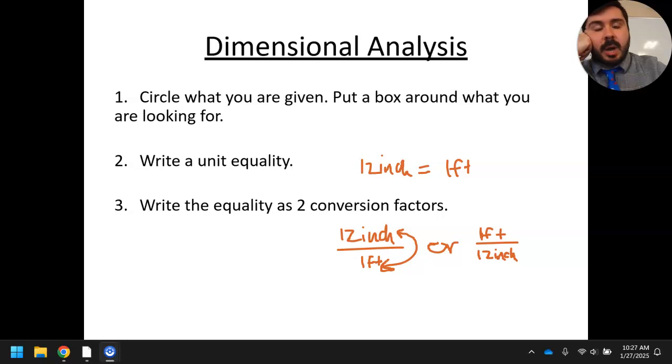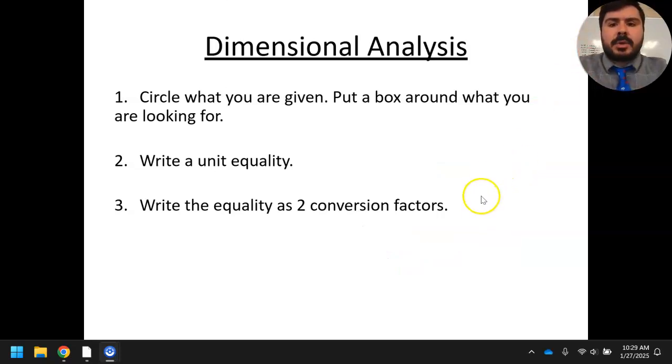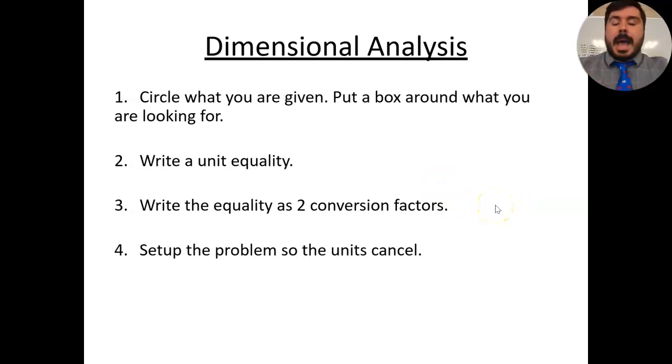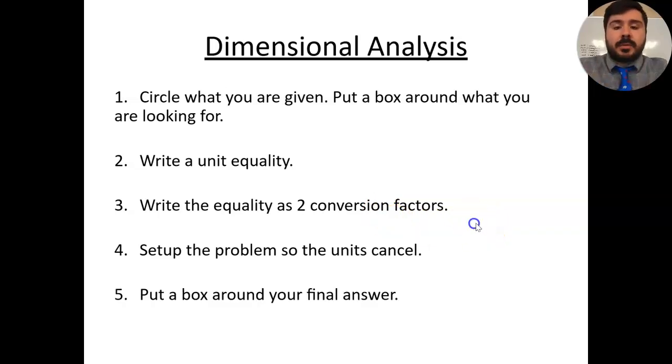Again, we're going to do a couple examples of this in class to make this much easier on us in the future. But that is our 2 conversion factors. Now, number 4 asks us to set the problem up so that the units cancel. I'm not going to go into too much detail on this one and will save that for the examples we do in class, but it will make sense why we needed to create these 2 conversion factors and which one we should pick between the 2 we created, so that our units do in fact cancel.